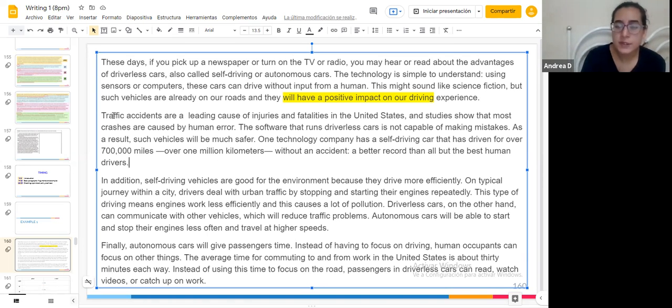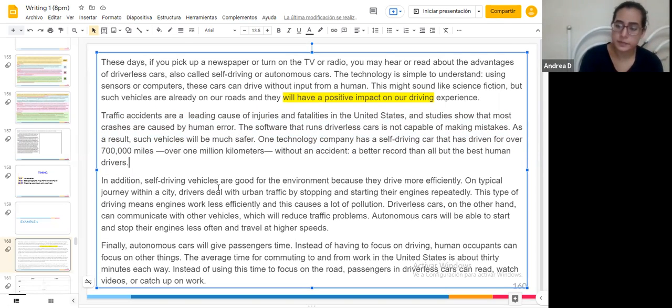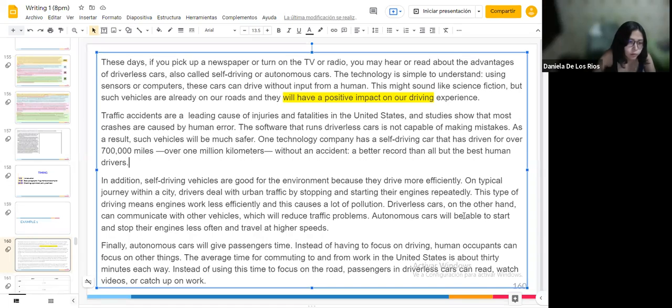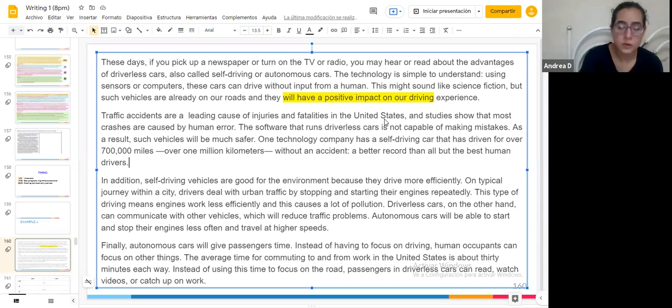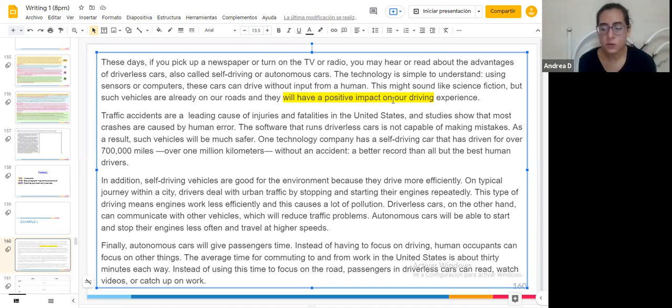Now, what are the reasons he gives? What's the first reason? Why are they such a beneficial technology? It could help to reduce traffic accidents because computers don't make mistakes when they're driving. Okay, that's right. So it could help reduce accidents. They don't make mistakes. But there's one word that I'm looking for.